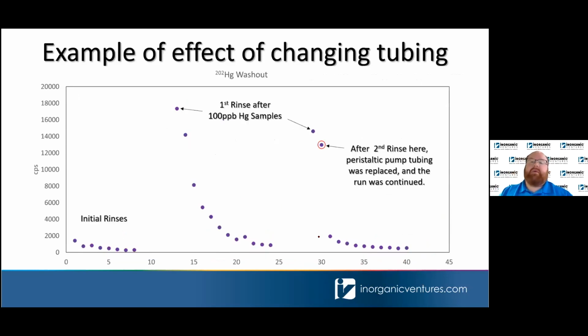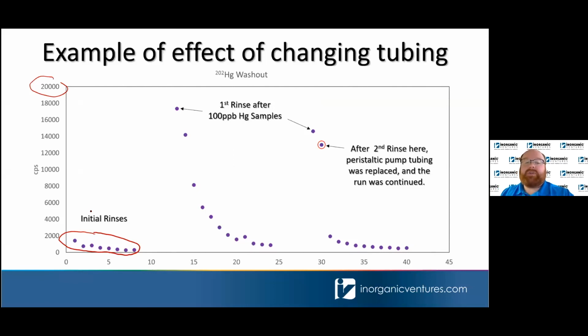This is what's going on when you zoom in. So we've cut out the high level. We're only at 20,000 counts now, which is pretty low. But you see with our initial rinses, our detection limit calculations are based on these numbers. So everything's below 2,000 counts.